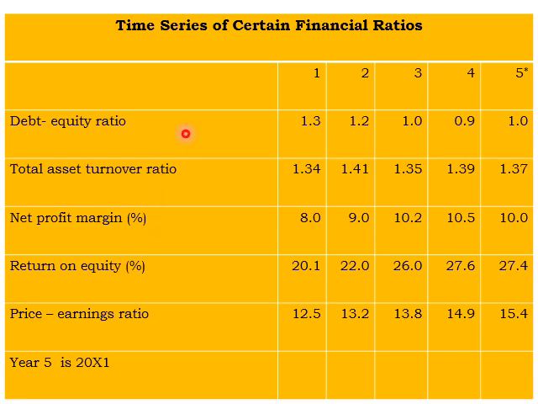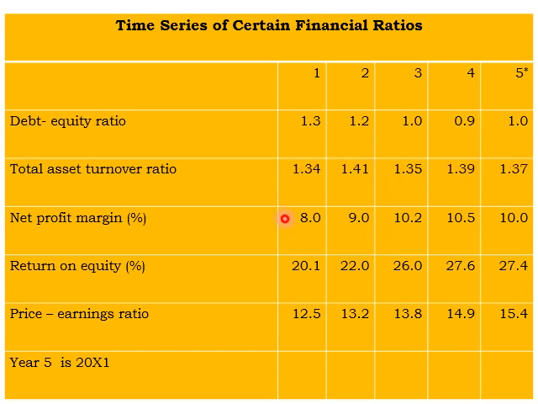Further, we have to look at the behavior of these ratios over a period of time to understand the trends in financial performance. Here we have a table which shows these 5 ratios over a 5-year period. Year 5 is 20x1 and you have the figures for the previous year. If you look at the debt equity ratio, you find that it has fallen from 1.3 to 1. So there is a distinct improvement in debt equity ratio. Total assets turnover ratio has remained more or less in the same band. There has not been any significant improvement or deterioration here.